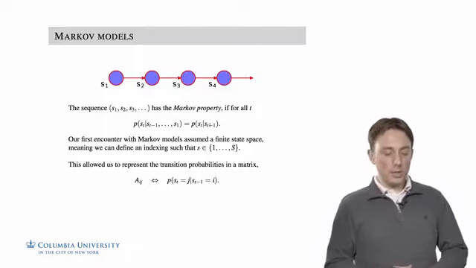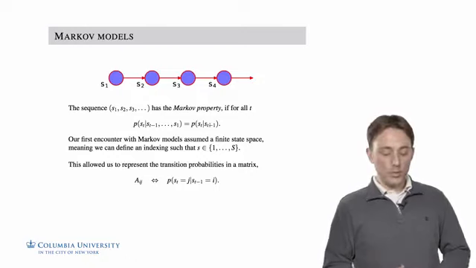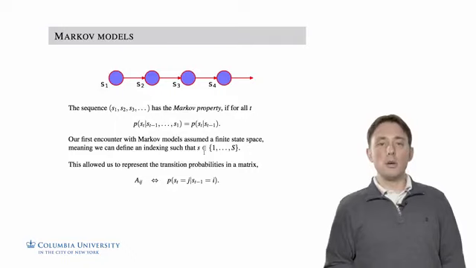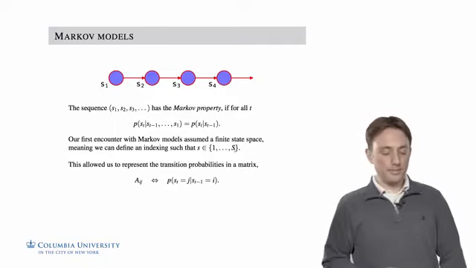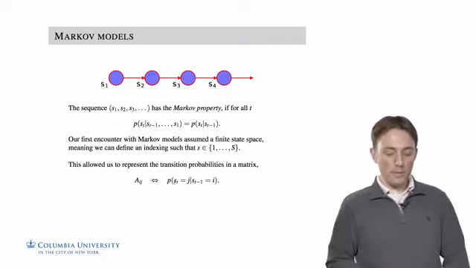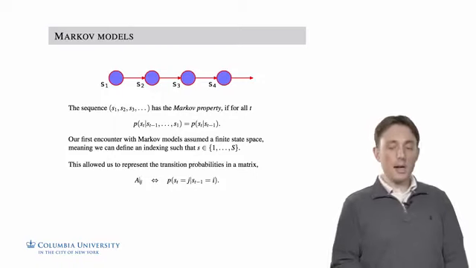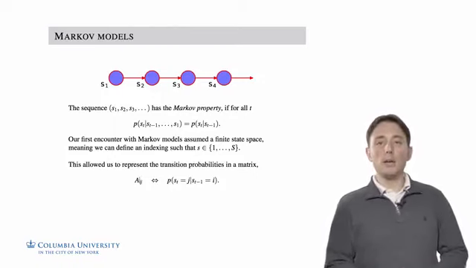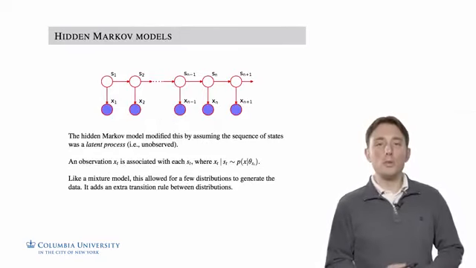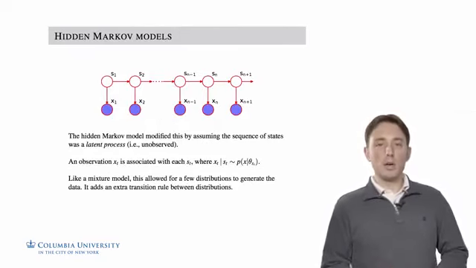In this case, we assumed that the number of states was finite and discrete, meaning that we could index them with a number from 1 to s. This allowed us to then represent the transition probabilities in a matrix. So we could say that the probability that the state at time t is equal to j, given the state at time t minus 1 is equal to i, is just the ijth value in an S by S matrix. We then broaden this definition to define a hidden Markov model.